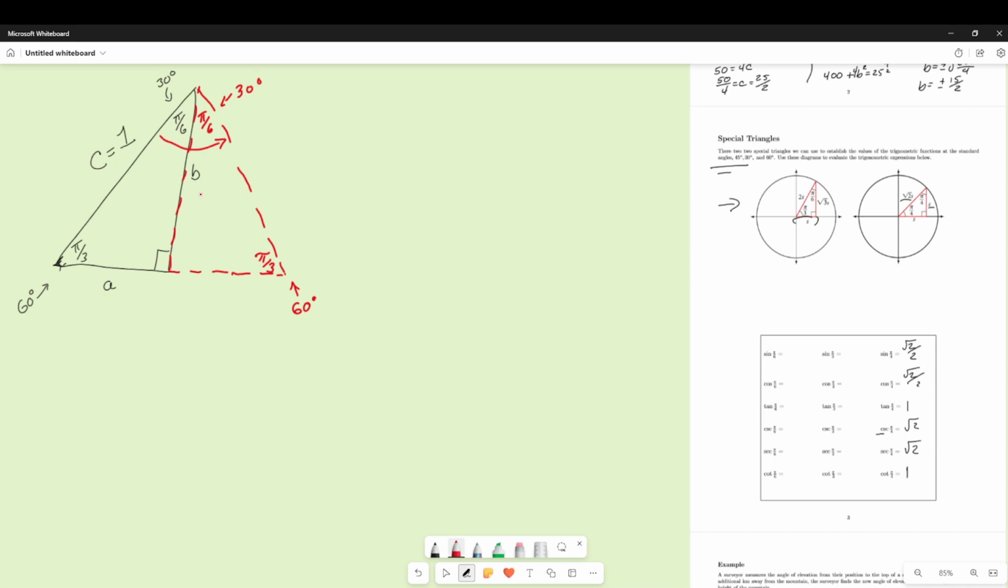So this is a 60, 60, 60 angle, or pi over 3, pi over 3, pi over 3 triangle. It's an equilateral triangle. All the angles are the same, so all the side lengths must be the same. That makes this whole side 1, and this whole side 1, because we chose this side to be 1. Well, if that side is 1, and these are just mirrors of each other, this side length A had better be 1/2.